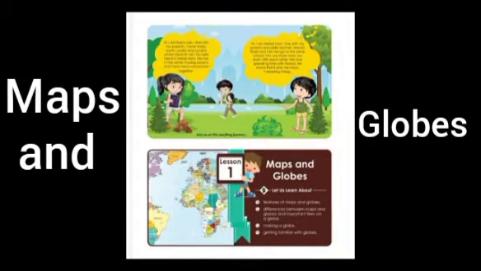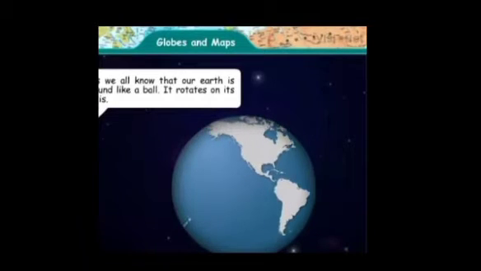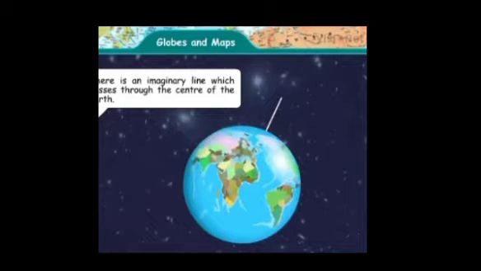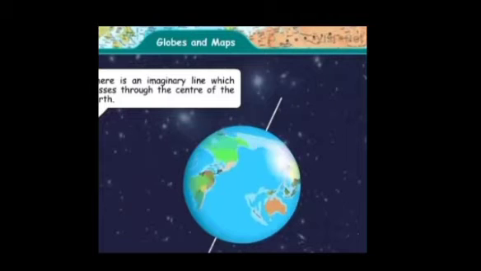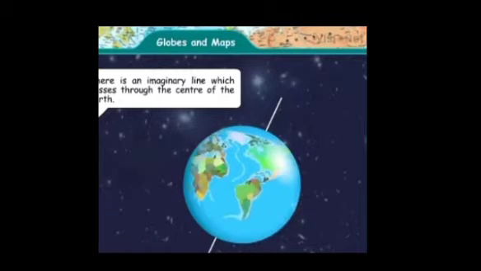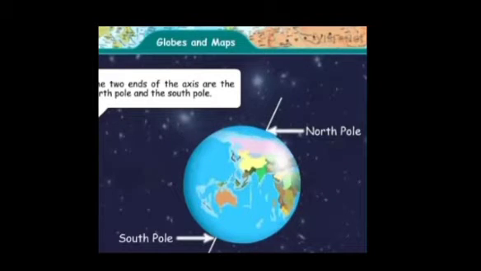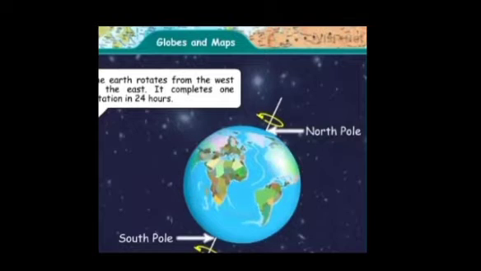Today I am going to teach you about globes and maps. As we all know, our earth is round like a ball and it's rotating on its axis. There is an imaginary line which passes through the center of the earth. The two ends of the axis are the North Pole and the South Pole. The Earth rotates from west to east, completing its rotation in 24 hours.